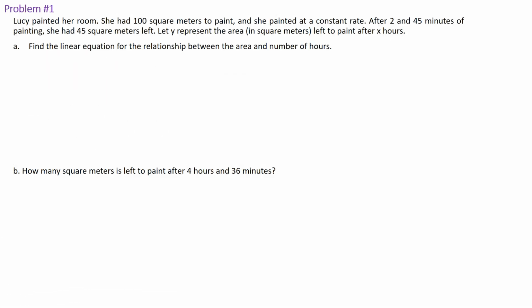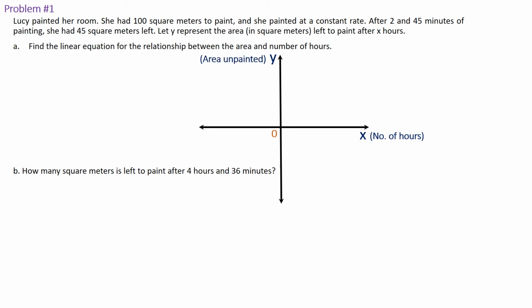So let us solve. Let's have the Cartesian plane, where x is the number of hours and y is the area unpainted. And so if x, or the number of hours, is 0, then y should be 100, and that is the unpainted area. Of course, if x is 0, that means Lucy hasn't started painting yet.